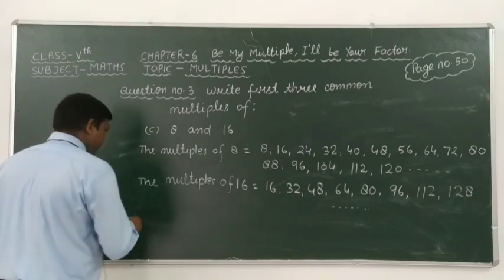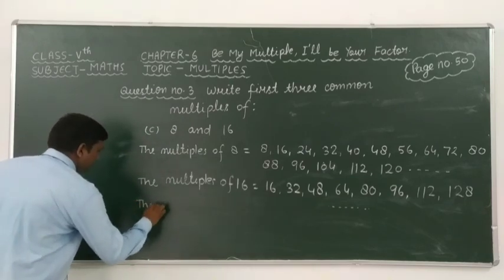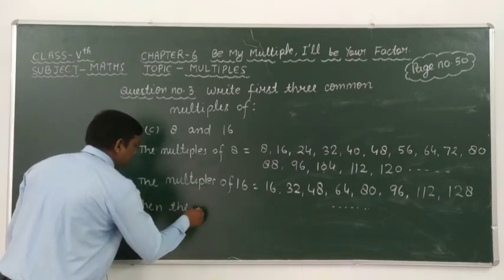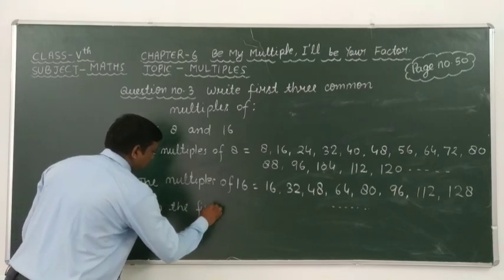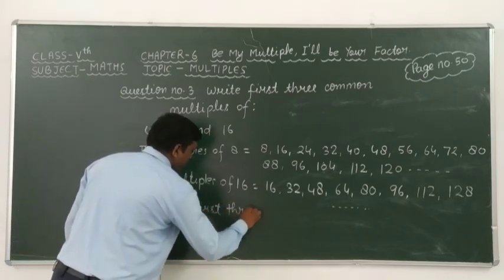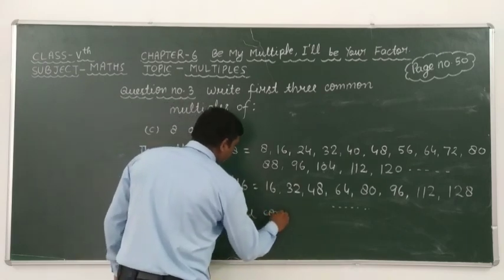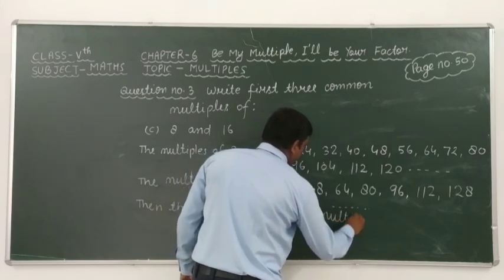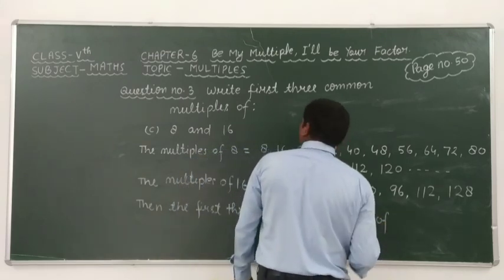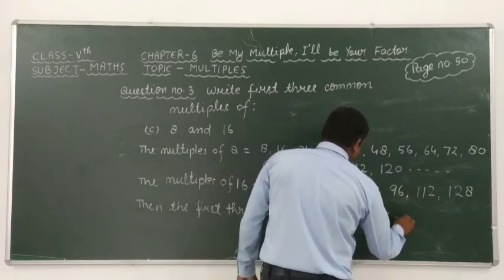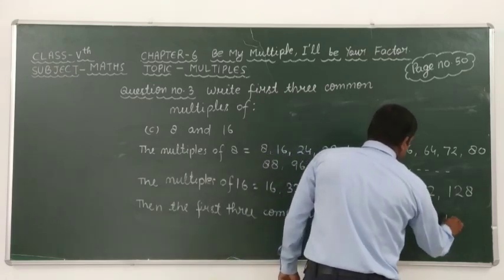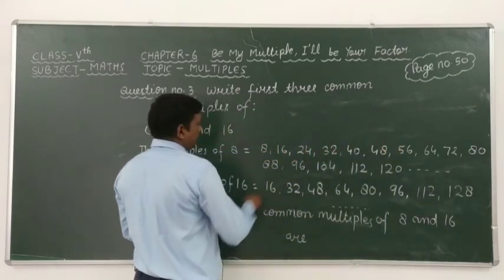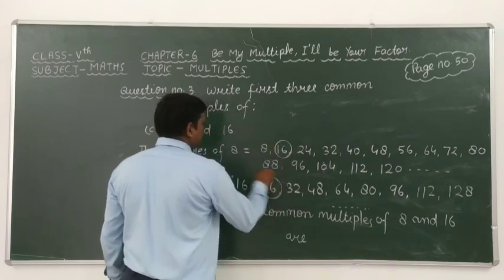Then the first 3 common multiples of 8 and 16 are, look at here carefully, here given that 16 and here also given that 16.